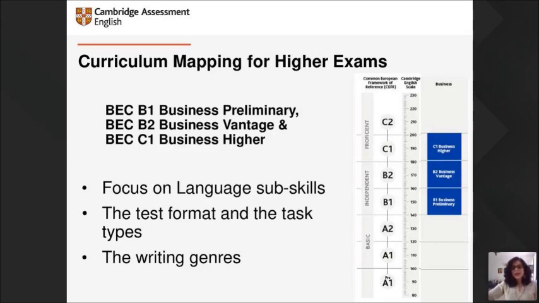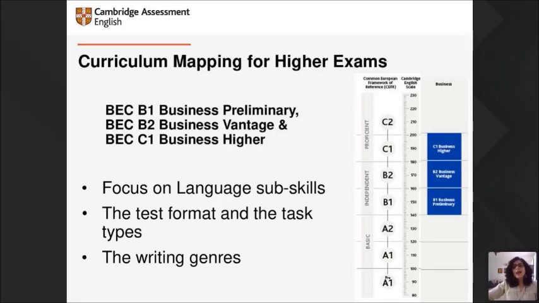So, A, you need to focus on the language subskills. Now, at the higher level, it is not very practical to focus on the vocabulary list. For business English, you can still give it a try, but for general English, it's going to be too vast. And so it's better that you focus on language subskills. That is, the subskills of speaking, the subskills of writing, those of reading, and those of listening. What are the subskills that the exam assesses? Then again, the same drill where you familiarize yourself with the test format and the task type, right?